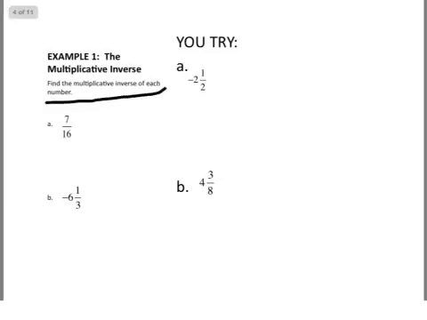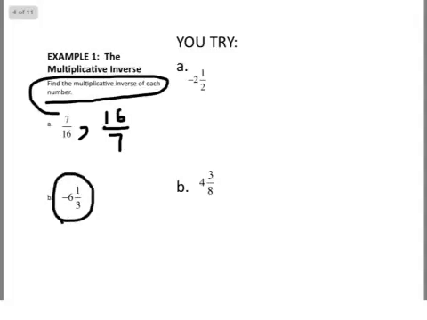We're going to find the multiplicative inverse of each number. That's pretty simple. The multiplicative inverse is the reciprocal. So in this case, it's 16/7. Notice I interchanged the denominator and numerator. Over here, this one is a mixed number, so we need to change that mixed number into an improper fraction. We do that by multiplying the -6 times 3, and then adding the 1. So -6 times 3 is -18.